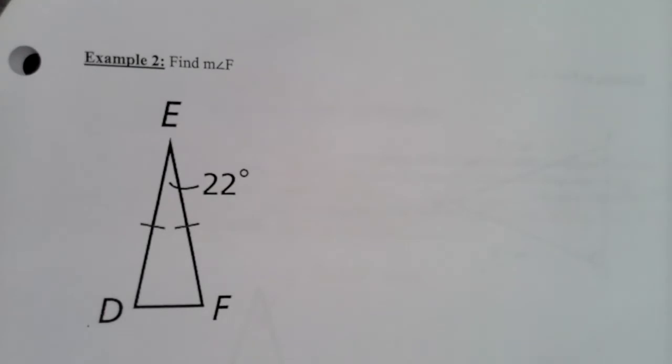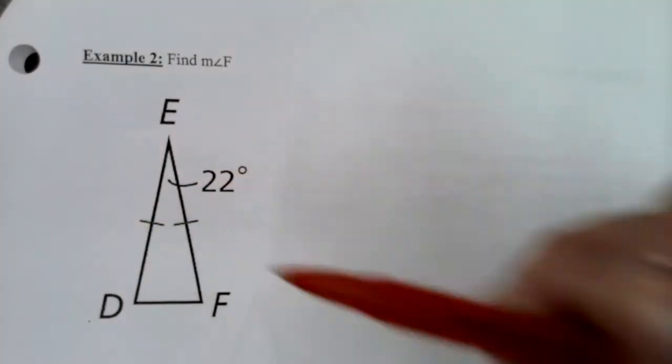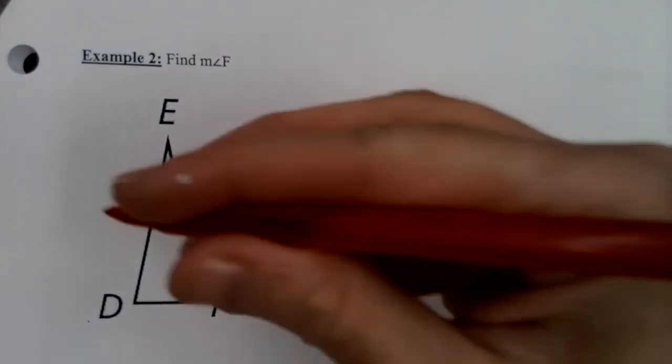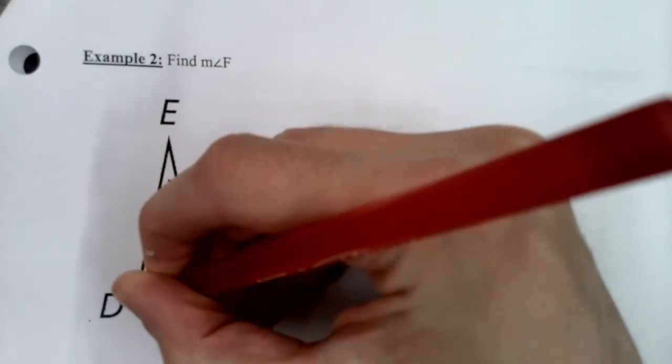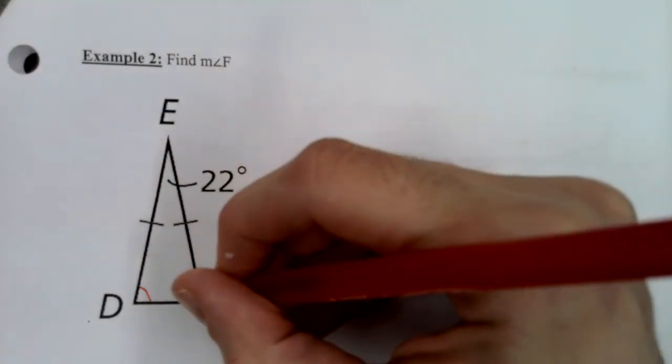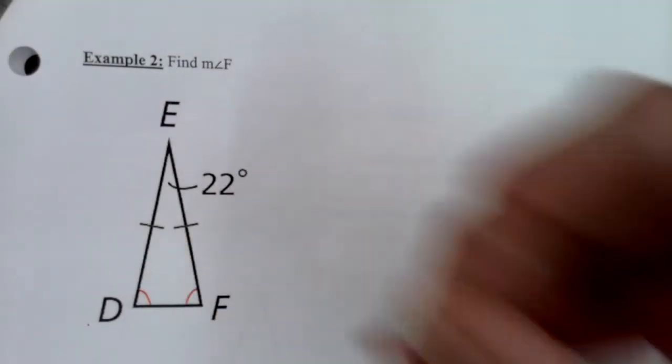Okay, now on to the actual examples with numbers. Example 2, find the measure of angle F. When you use the isosceles triangle theorem, since this side is congruent to this side, it means that the angles opposite those two sides are congruent. So angle D is congruent to angle F.